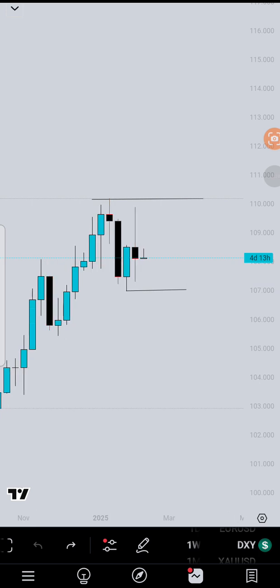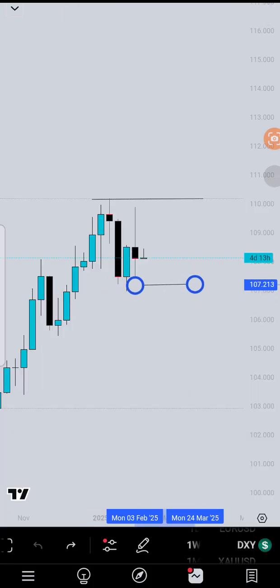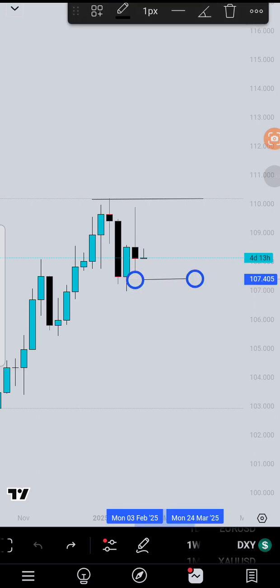So this is the weekly time frame. What I also do is try to refine. So this is the weekly low.